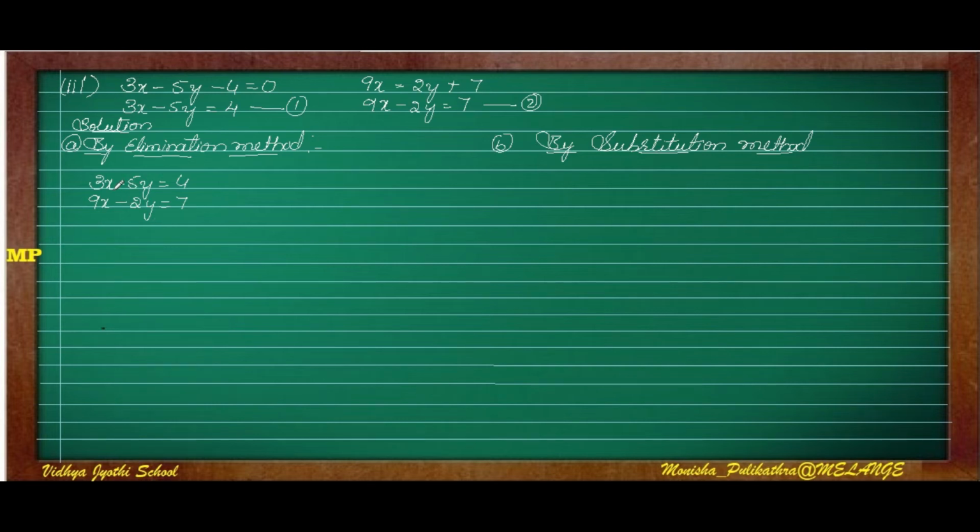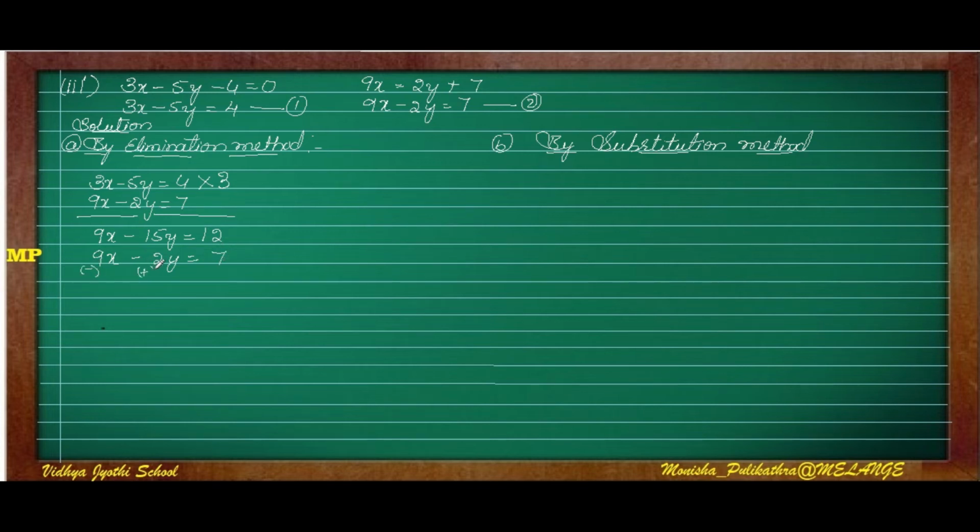Okay. So here elimination means one of the variables should be the same. Either the x variable should be the same or the y variable should be the same. So here it is 3x and it is 9x. In order to make it the same, the first equation I will be multiplying with 3, so that 3 3s are 9, both the variables will become the same. So the first equation is 9x minus 3 5s are 15y is equal to 4 3s are 12. And here 9x minus 2y is equal to 7.